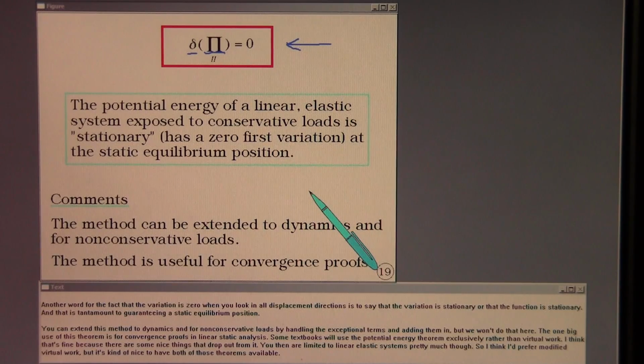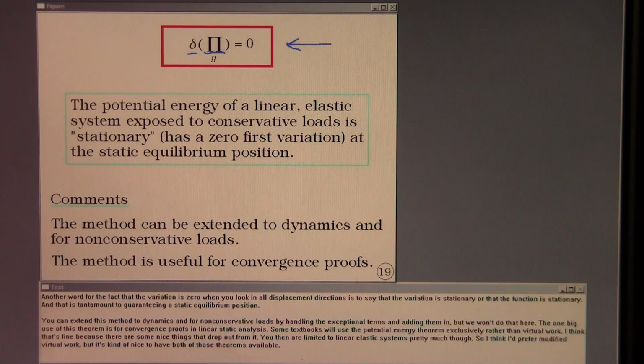The one big use of this theorem is for convergence proofs in linear static analysis. Some textbooks will use the potential energy theorem exclusively rather than virtual work. I think that's fine because there are some nice things that drop out from it. You then are limited to linear elastic systems pretty much, though. So I think I prefer modified virtual work, but it's kind of nice to have both of those theorems available.